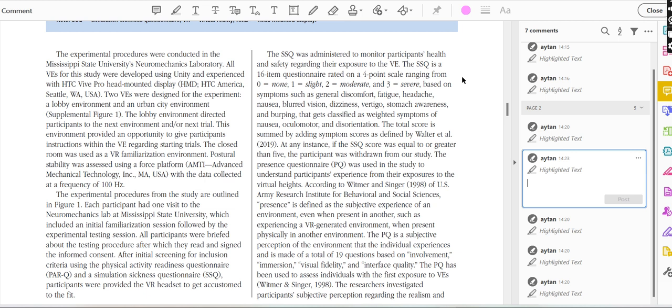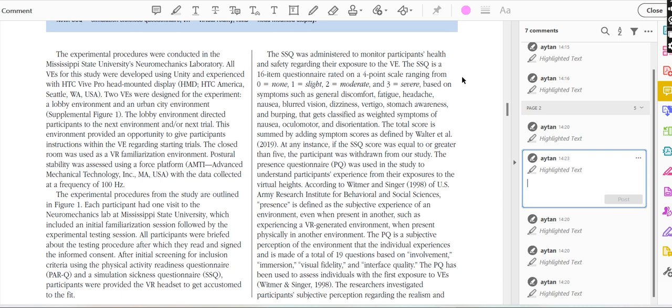The presence questionnaire was used in the study to understand participants' experience from their exposures to the virtual heights. According to Whitmer and Singer of U.S. Army Research Institute for Behavioral and Social Sciences, presence is defined as the subjective experience of an environment, even when present physically in another, such as experiencing a VR-generated environment.